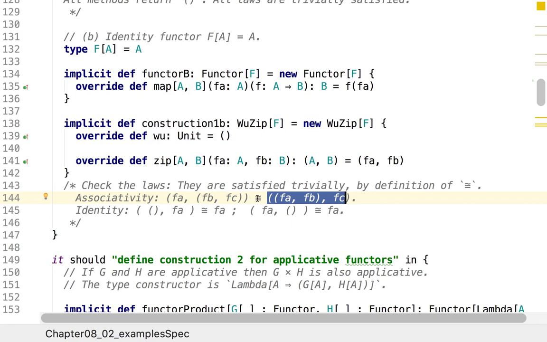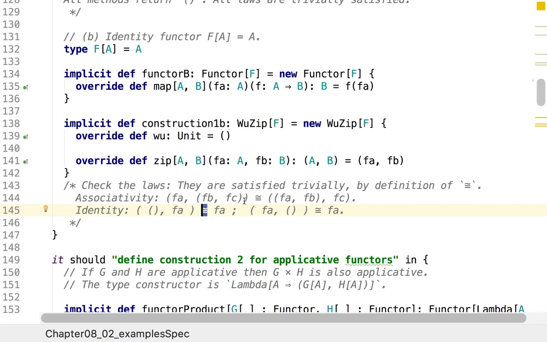But this is exactly the definition of equivalence, which is rearrangement of nested tuples. So there is nothing else we need to do here to prove. And similarly, identity laws. They say that zip of wrapped unit and FA must be equivalent to FA. But wrapped unit is just unit, and zip is just a tuple. And so this is a tuple of unit and FA, and that should be equivalent to FA. But this is actually the definition of our equivalence.